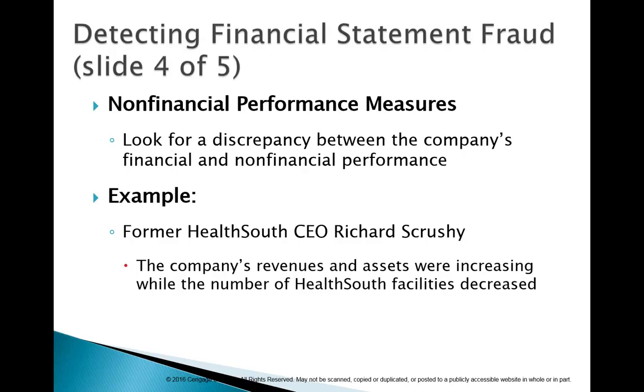a prosecutor in the trial pointed out to a defense witness that the company's revenues and assets were increasing during the years of the fraud, but the actual number of HealthSouth facilities, remember they're a medical facility, was decreasing. So they had fewer facilities, but they were reporting more revenue and more assets, which seems a little bit inconsistent, right? So comparing non-financial information to financial information is often one way to detect fraud. For example, another company that committed revenue fraud that materially overstated their revenue was Green Mountain Coffee.